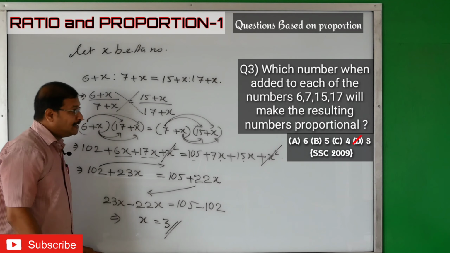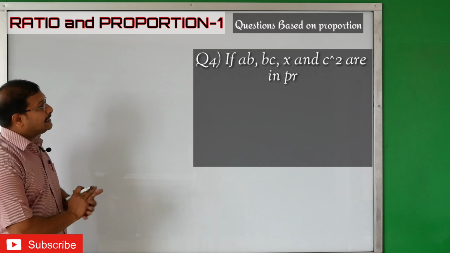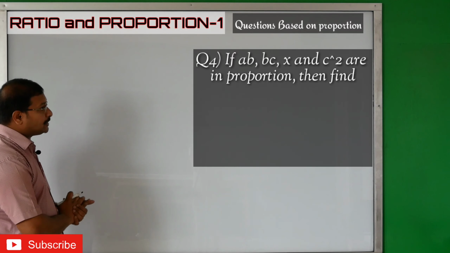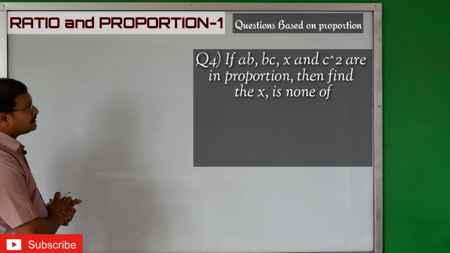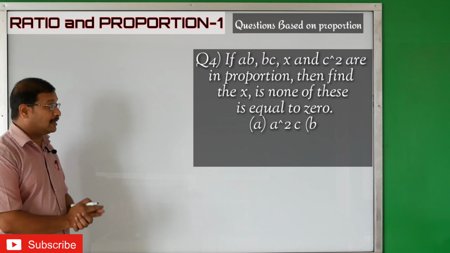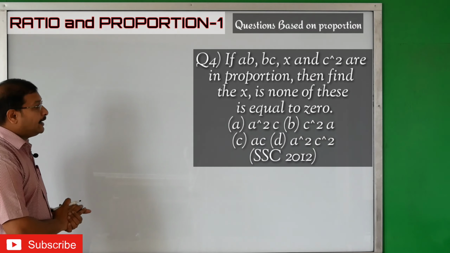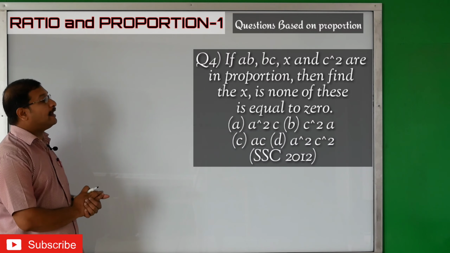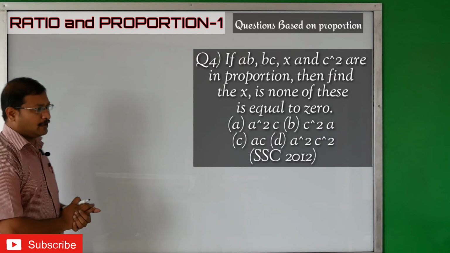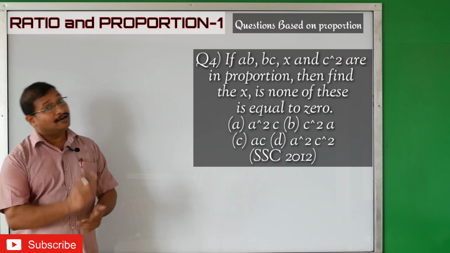Okay. Let's see the next question. If AB, BC, x and c square are in proportion, then find the x. Of course, the options are given. A square C, B, C square A, C, AC and D, A square, C square. It came in 2012 question paper SSC. Okay, let's start the work.